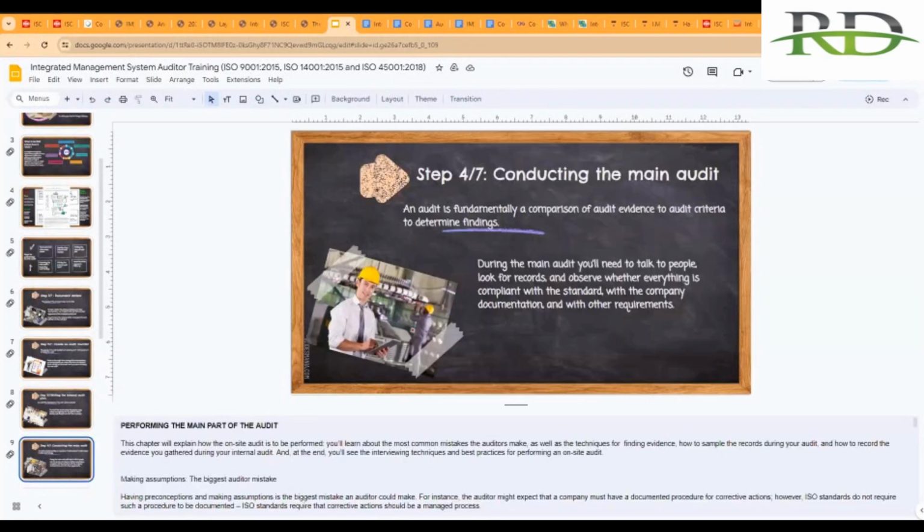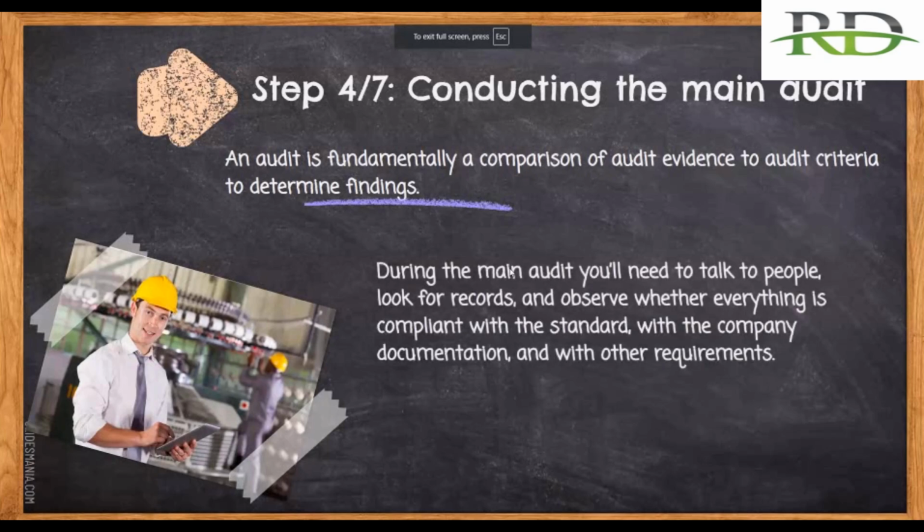And of course, during the main audit, you are going to talk to people. Why are you talking to people? Because you're asking questions. Why are you asking questions? Because you're gathering evidence of what? Of consistency, okay? You are going to look for records. Why are you looking for records? So that you can gather evidence of conformity. Why are you doing documented information review? So that you can gather evidence of conformity.